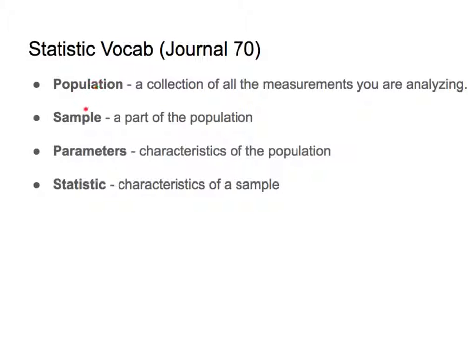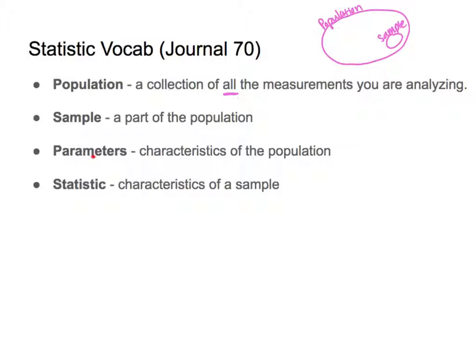So let's start out with the first 2. Population is the collection of all measurements that you are analyzing. The keyword there is all the measurements, okay? I like to think of population as a collection of all the samples. So if this was the population, inside of it you would have your sample. Sample, you can think of as a part of the population or a subset of the population.